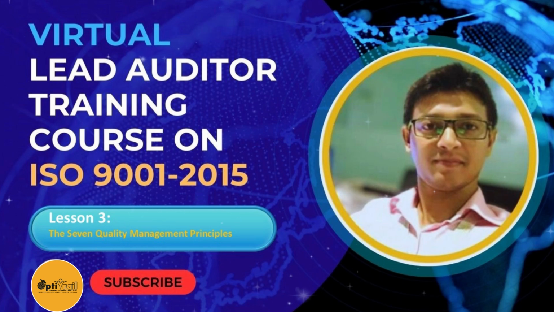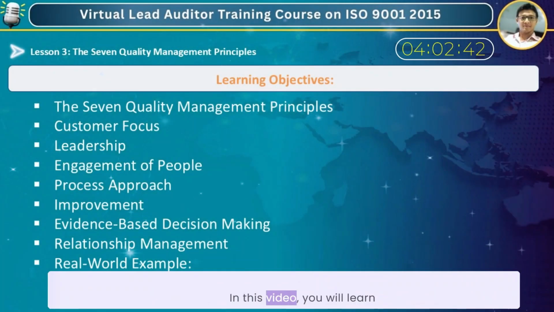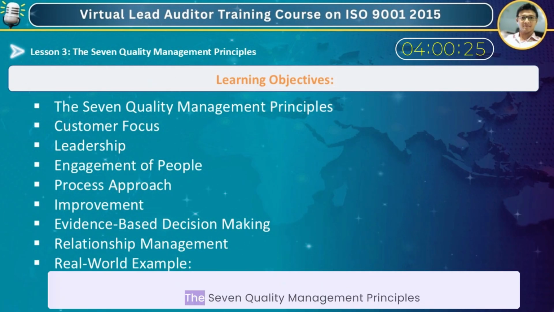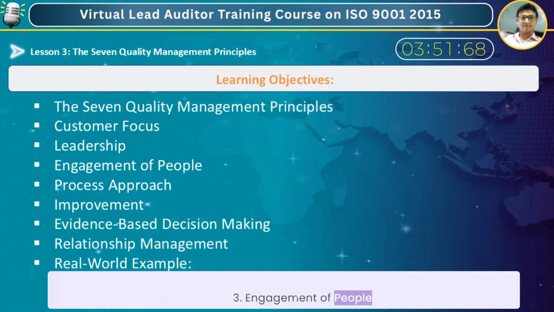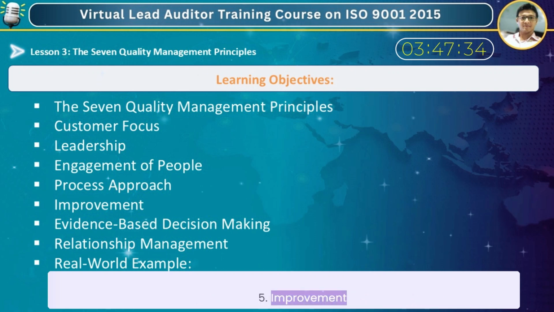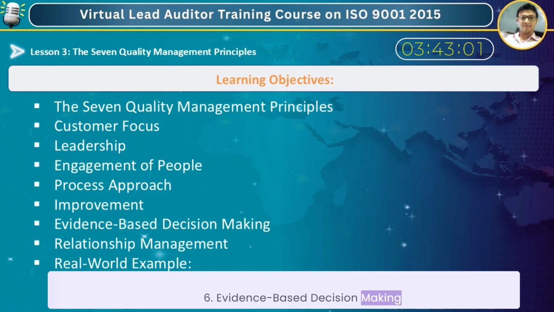In today's video, we will talk about Lesson 3, Overview of Quality Management Systems. In this video, you will learn the 7 quality management principles. 1. Customer focus. 2. Leadership. 3. Engagement of people. 4. Process approach. 5. Improvement. 6. Evidence-based decision-making. 7. Relationship management.